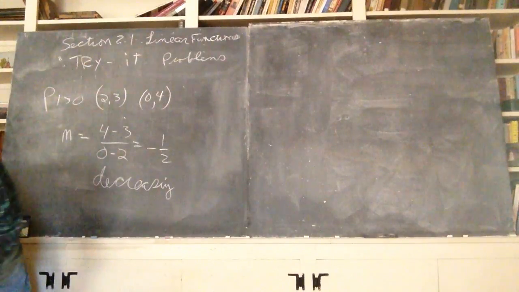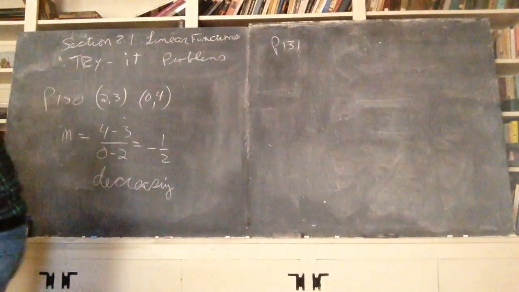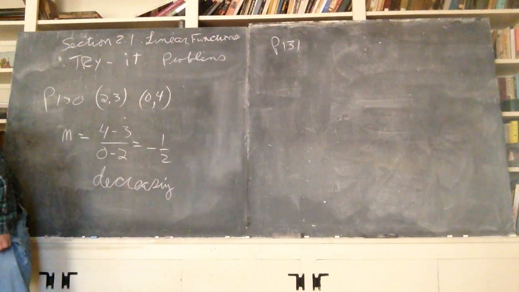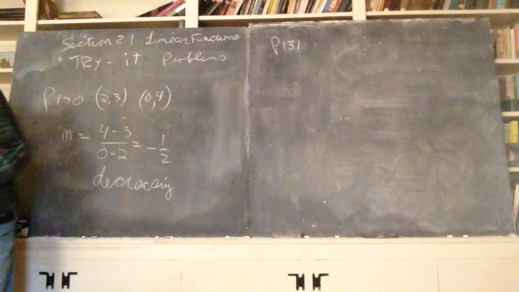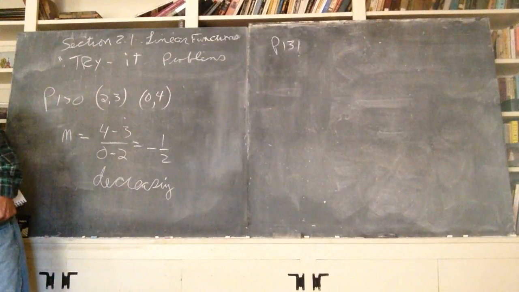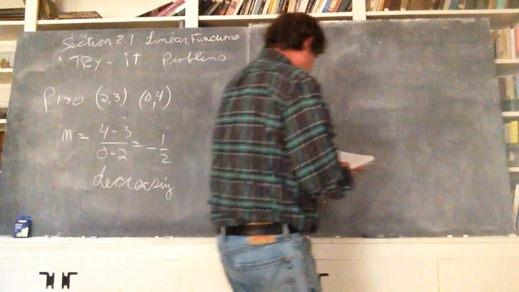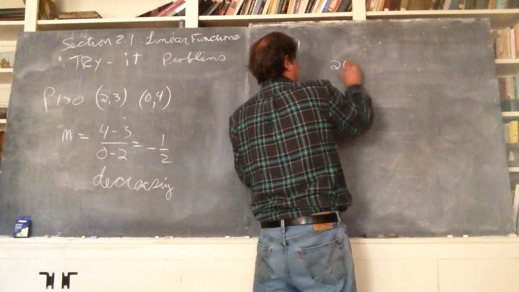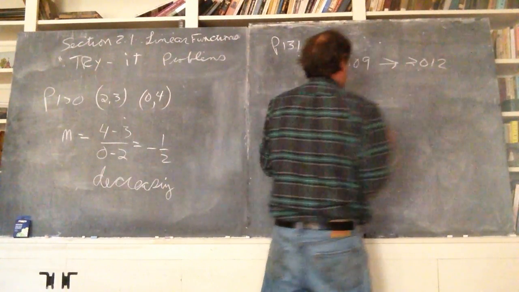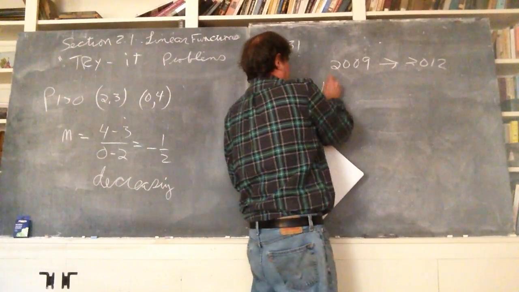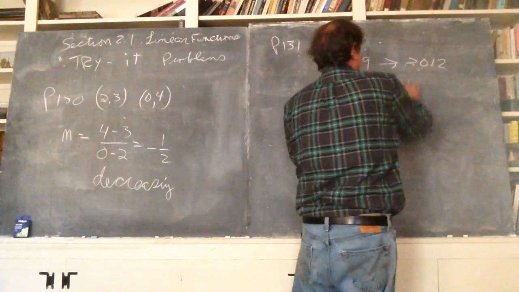The second one is on page 131. And it's about a town. It's a real world, it's a modeling problem. If the population of a small town increased from 1,442 to 1,868 between 2009 and 2012, find the change of population per year. So from 2009 until 2012, the original population in 2009 is 1,442, and the population in 2012 is 1,868.